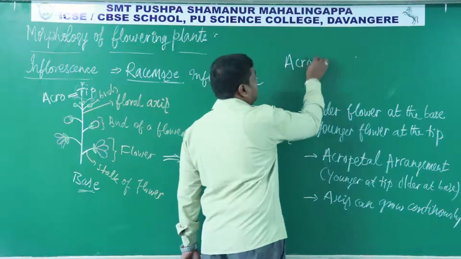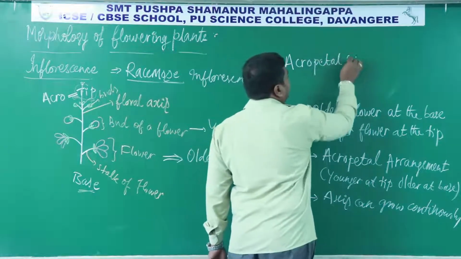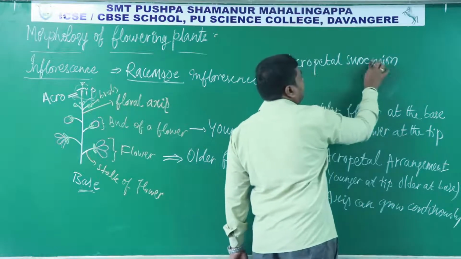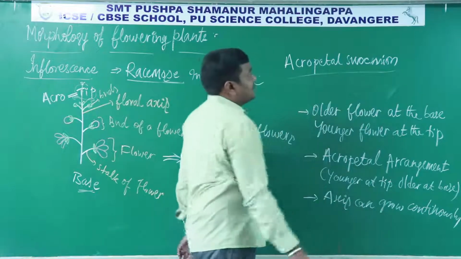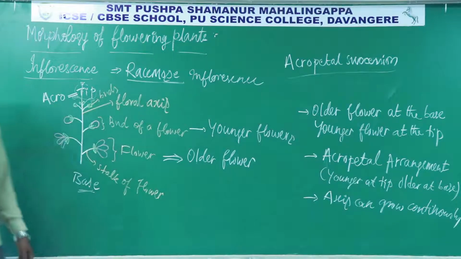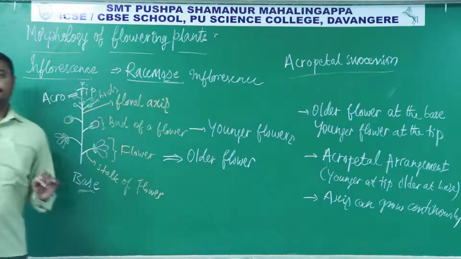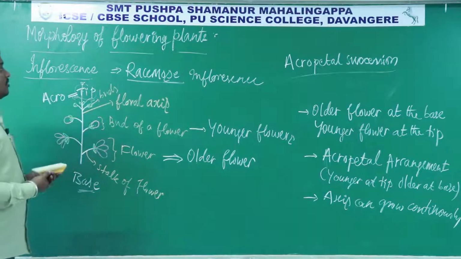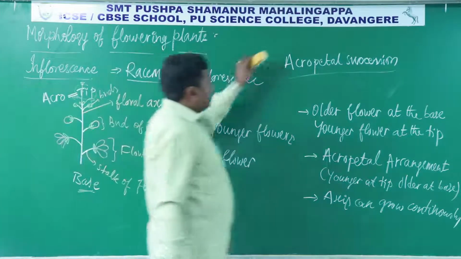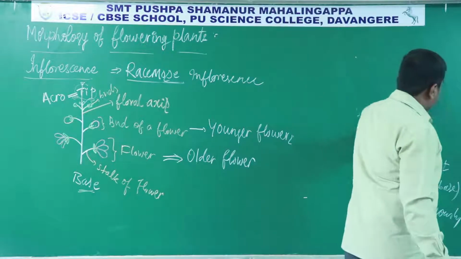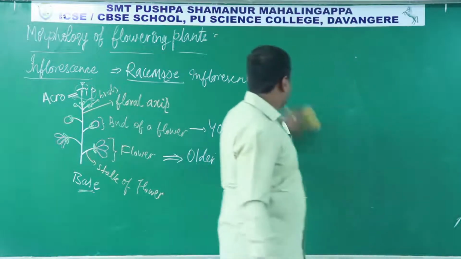Such a type of arrangement is called acropetal arrangement or acropetal succession. We also call this acropetal succession. So acropetal succession means the arrangement of anything, older at the base and younger at the tip, whether it may be flowers or leaves. Okay, so this is about one type called racemose inflorescence. Let's see one more type of inflorescence called cymose inflorescence.